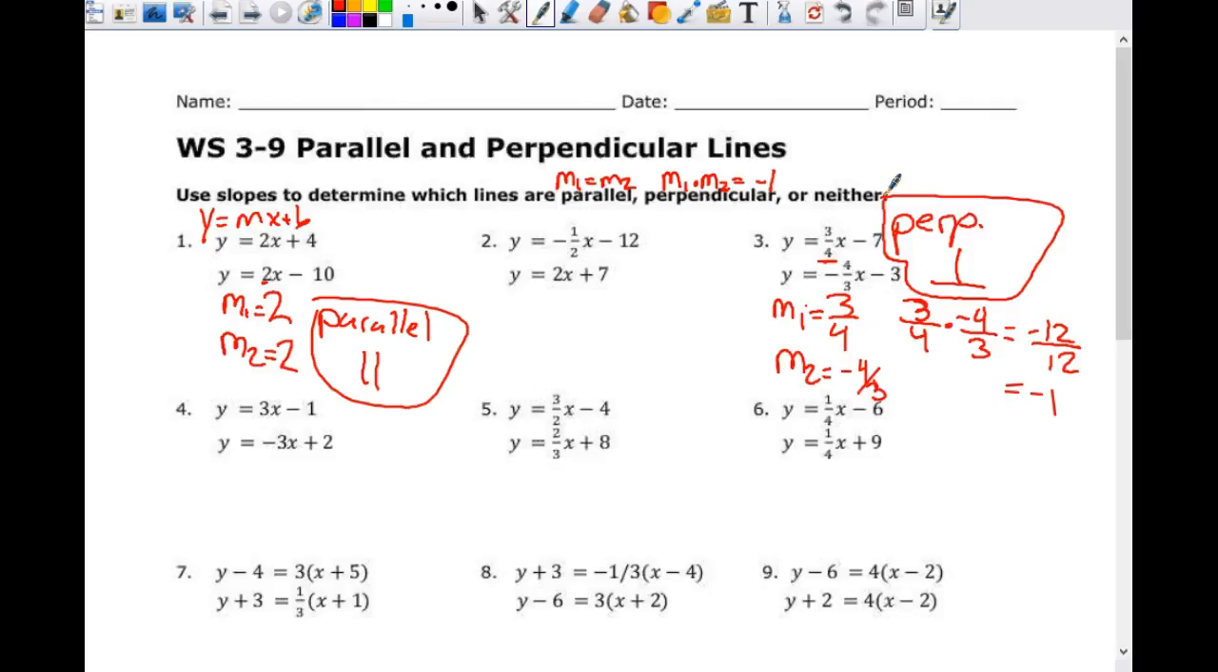That's the perpendicular symbol. That's the symbol for perpendicular, an upside down T.